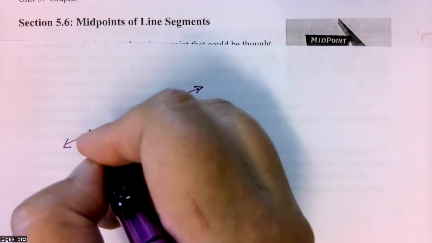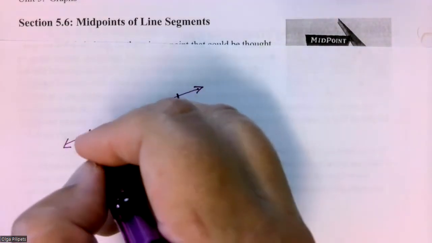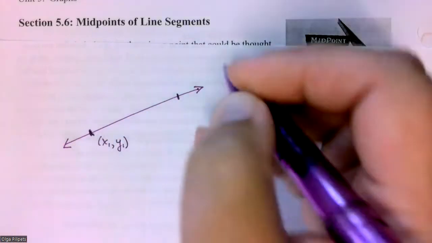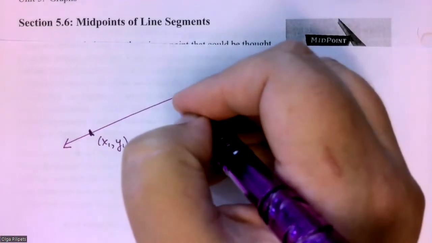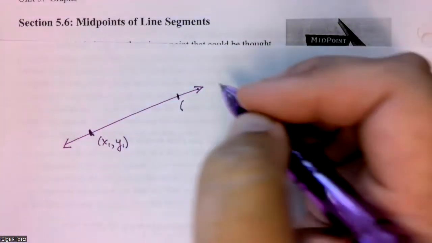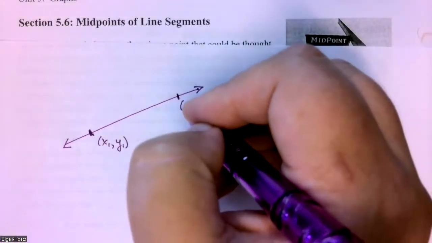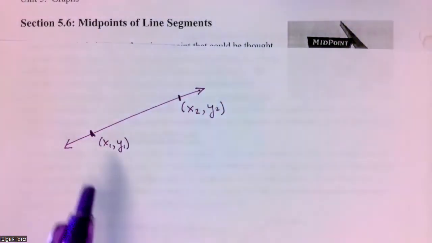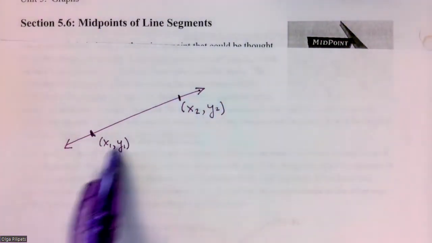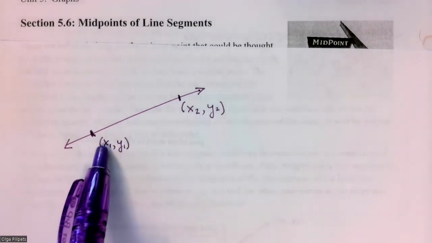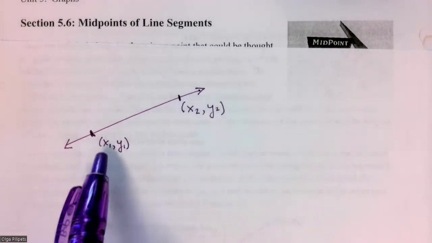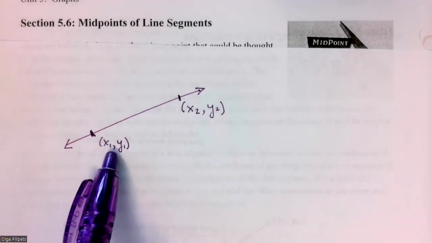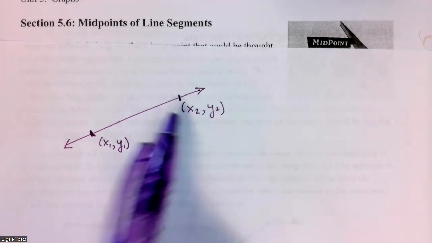Let's say that we know the coordinates of this point right here. It's going to be x1, y1. And we also have coordinates on this other end of the segment. We're going to call it x2, y2, just to make sure there is a difference between them. If we just wrote xy, xy, we wouldn't know which one is which. So we label one with subscript 1 and the other with subscript 2.